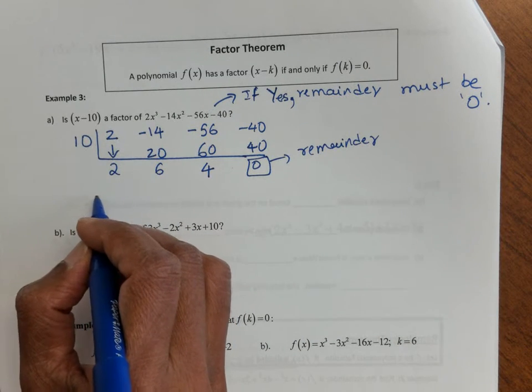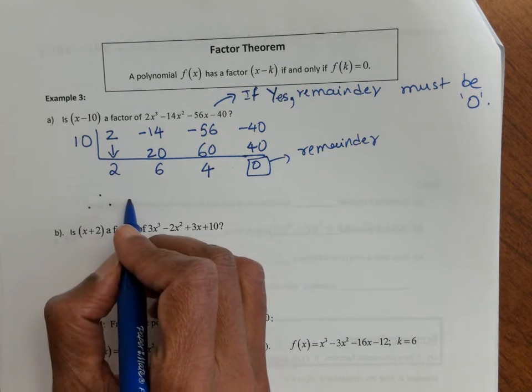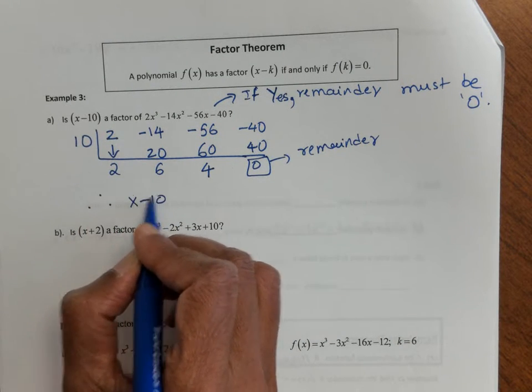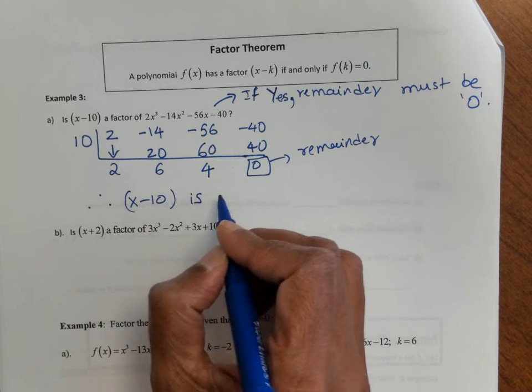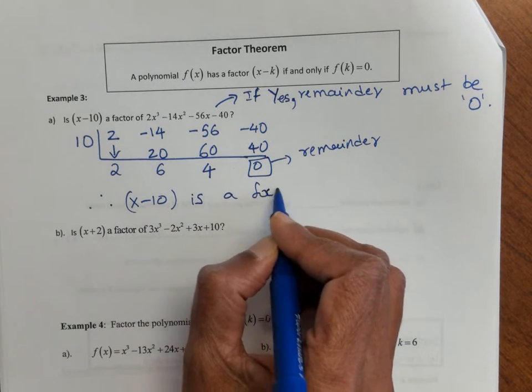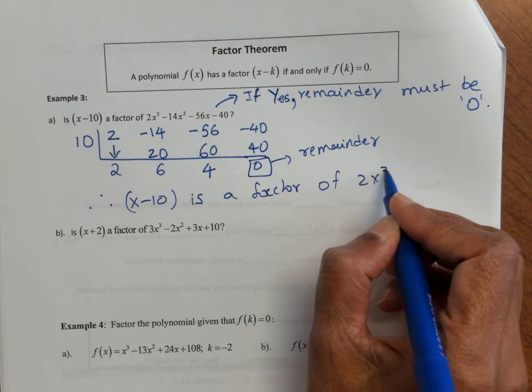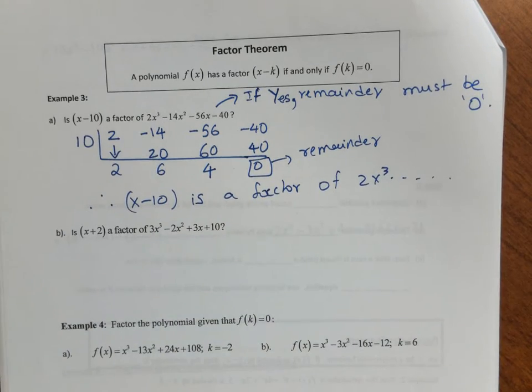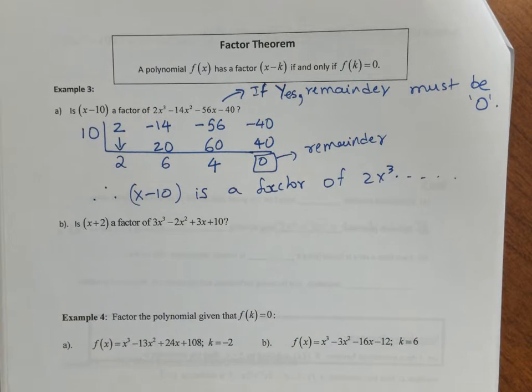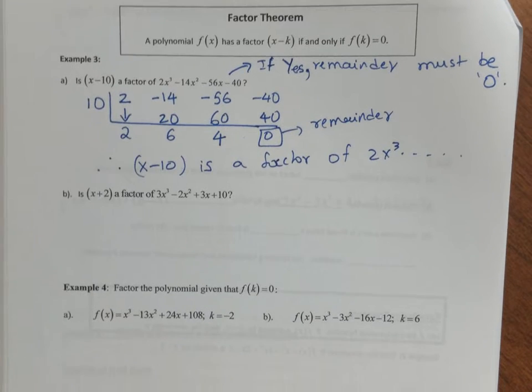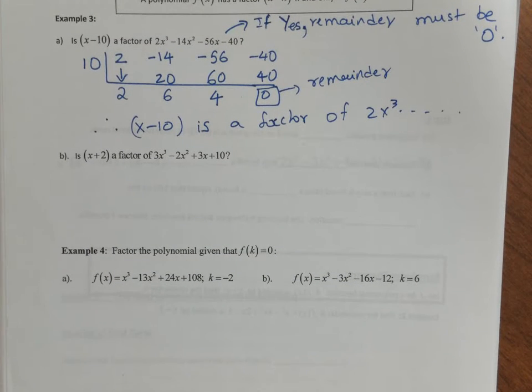Therefore, x minus 10 is a factor of 2x cubed, the polynomial that's given to us. Everybody good? Alright.